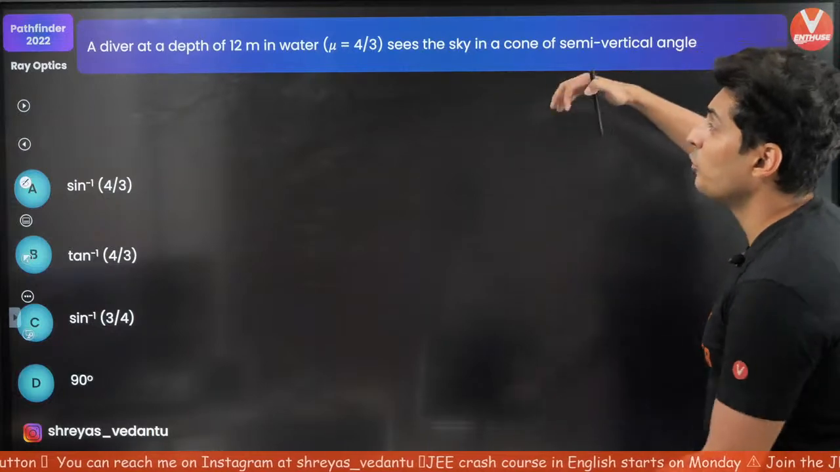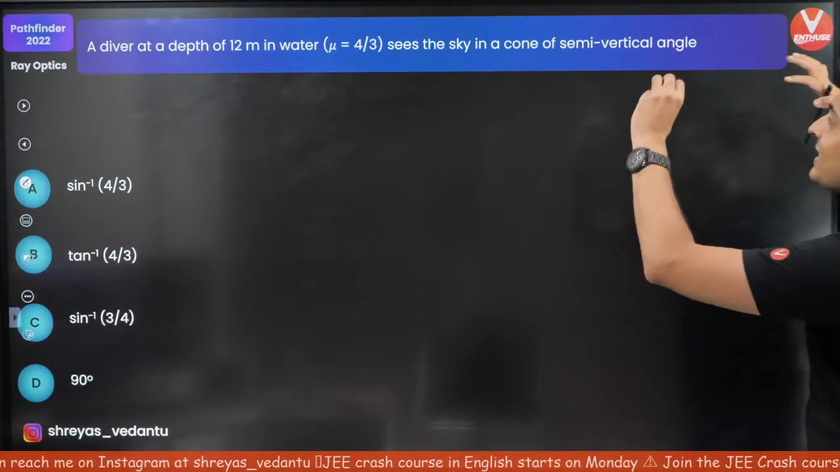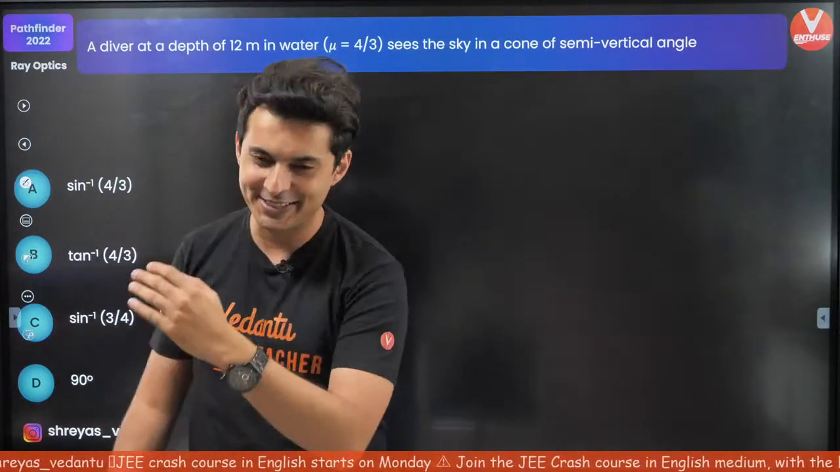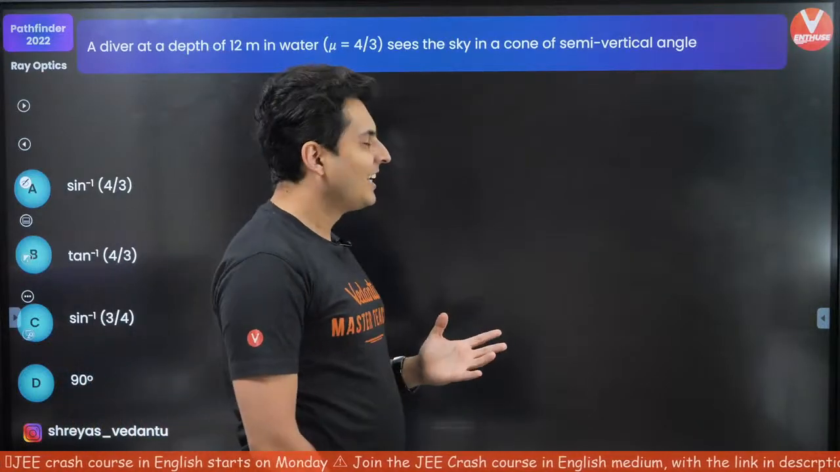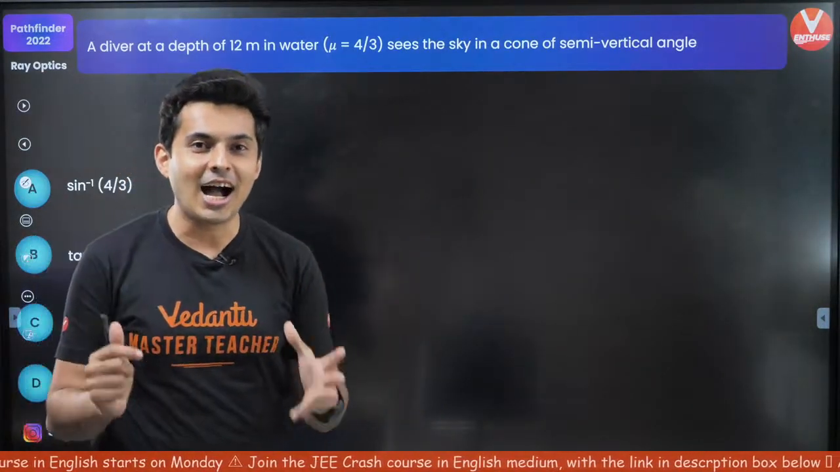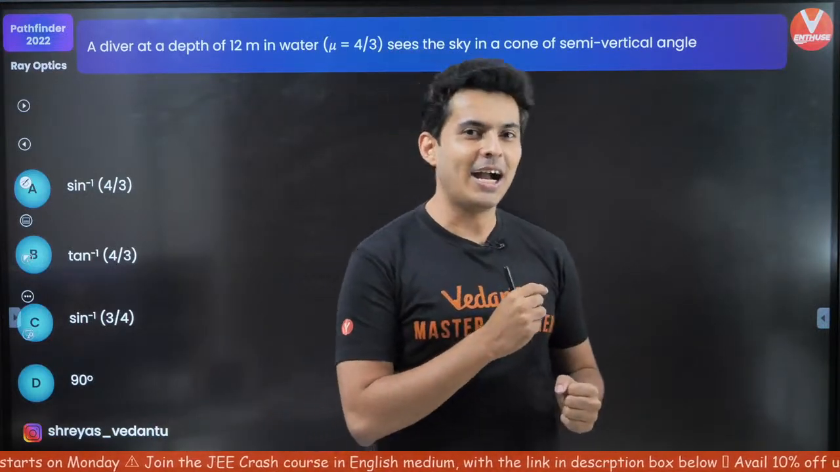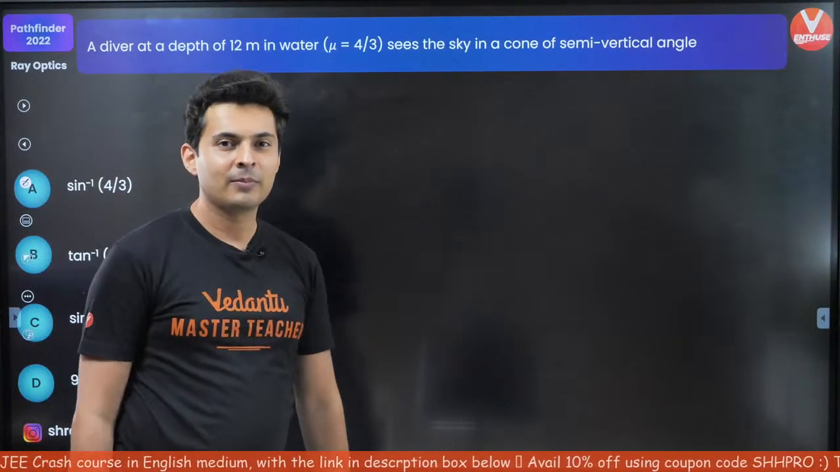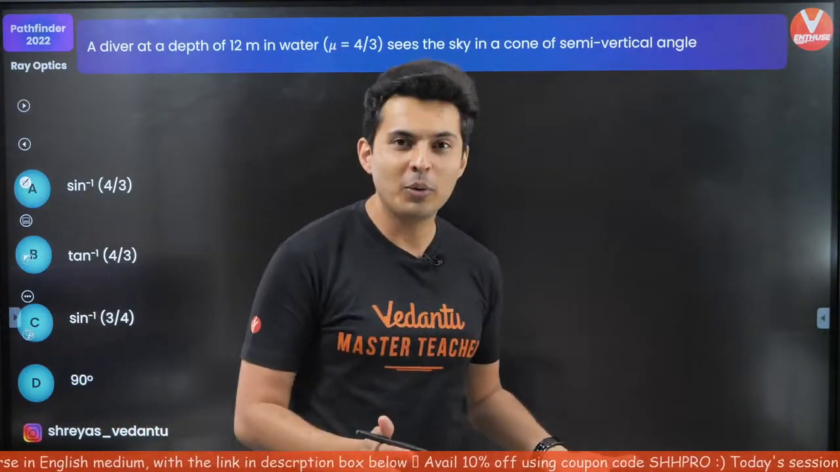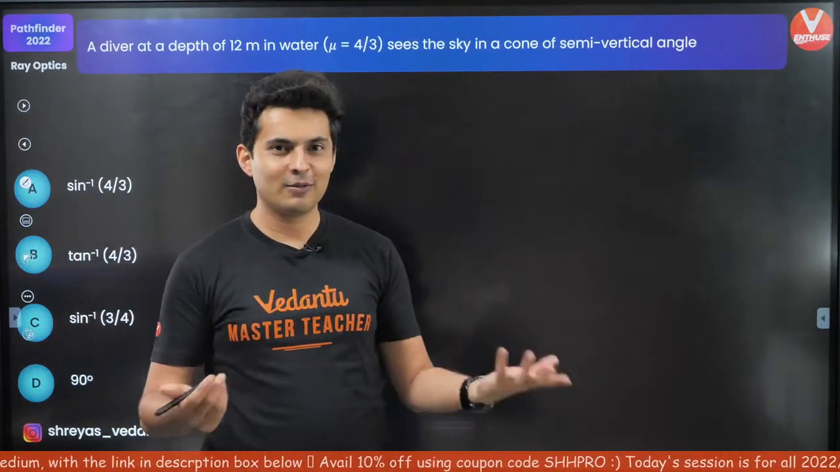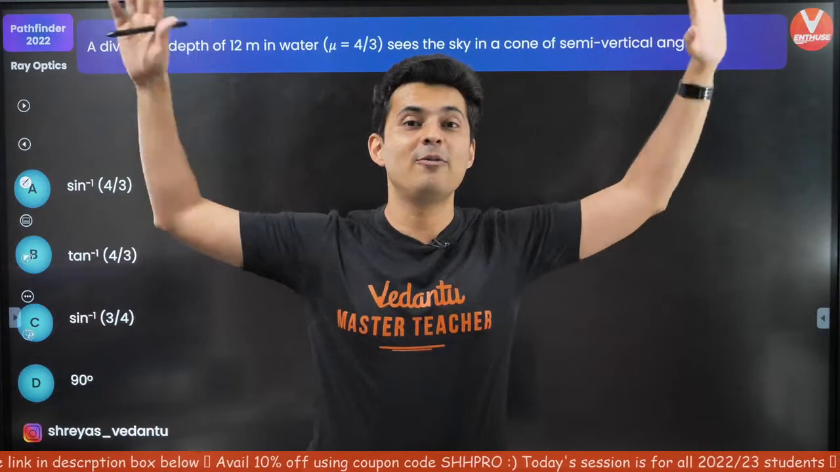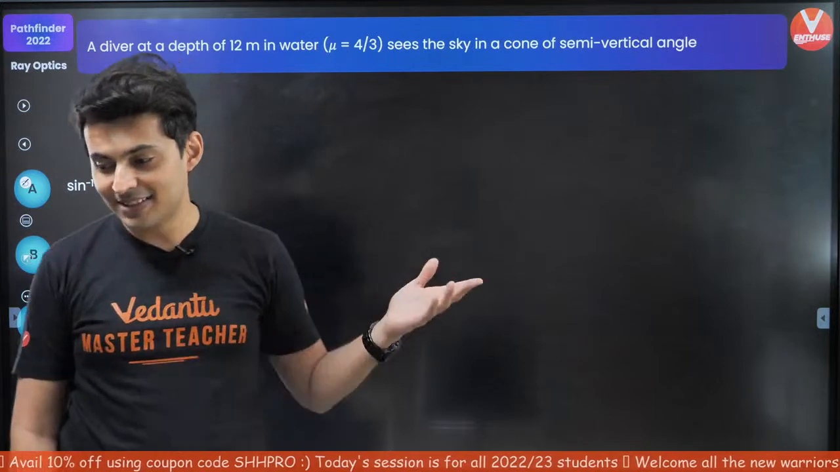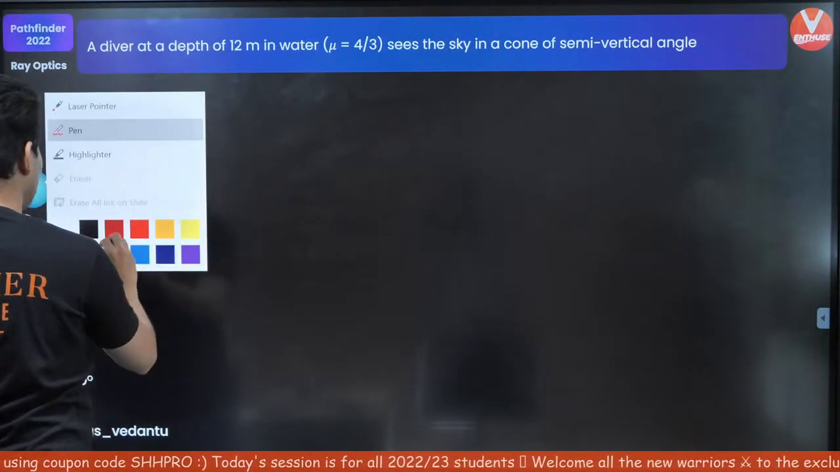A diver at depth of 12 meters sees the sky in the cone of a semi-vertex angle. This is such a brilliant question. Many people don't know about something called the fish eye effect. You might have heard about the fish eye filter, maybe via Instagram or Snapchat, but what is this fish eye effect? If you're underwater, or if there is a fish, probably it cannot see everything around it which is in the air. Yes, Shyam, very true. And I'll tell you why this happens.